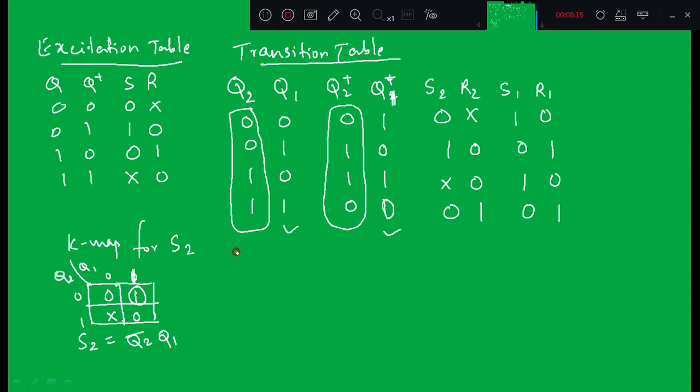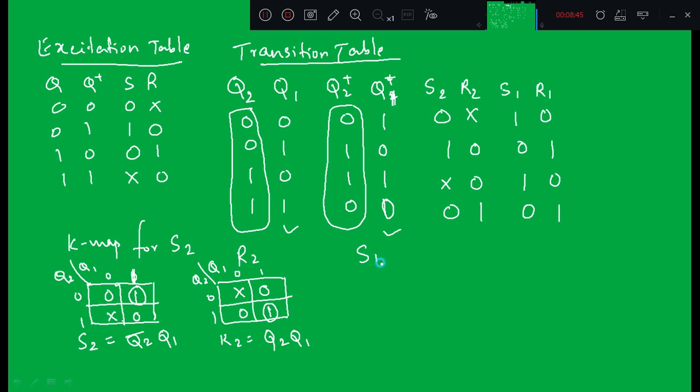Next, put the K-map for R2. Inputs are again Q2 and Q1. R2 is don't care, 0, 0, 1. Again I cannot group this one with the don't care, so we group it individually. So R2 is equal to Q2 Q1.